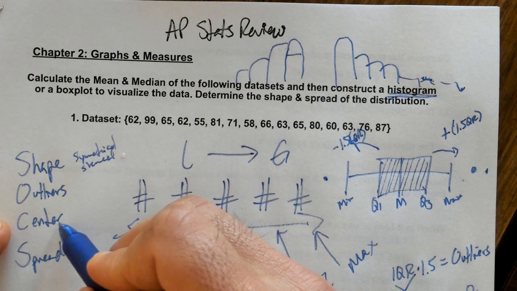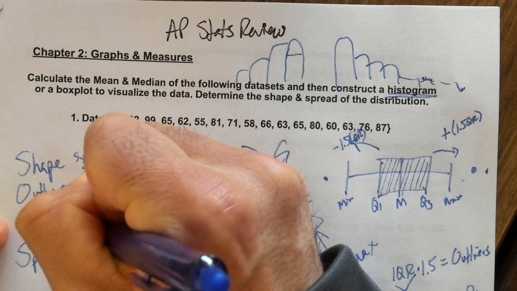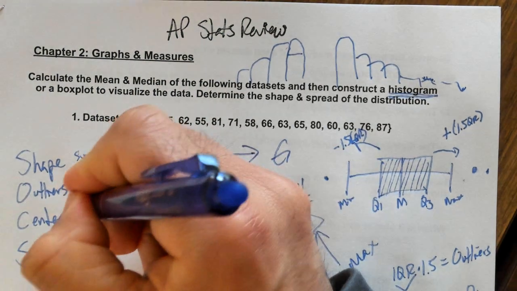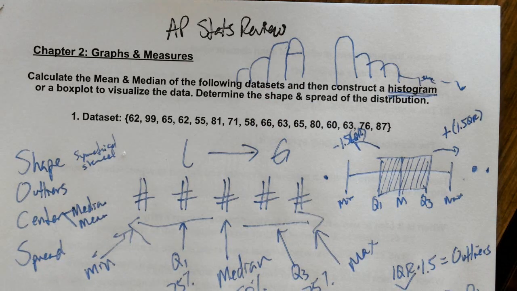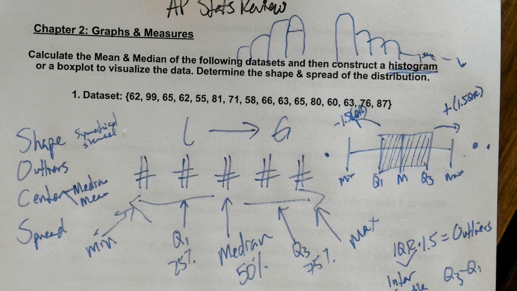And then center, we're dealing with median or mean, which is the average, right? Those are the ways that you measure center, as a way to describe the most typical number or the most typical value, right? That's what we use for center.